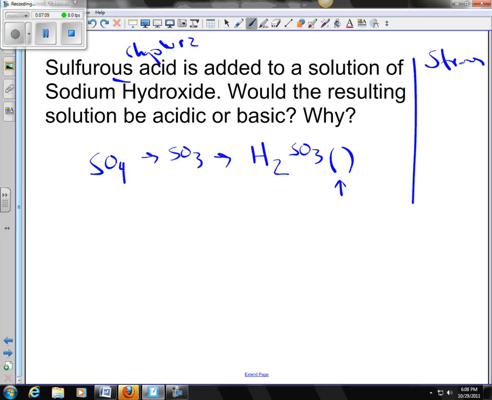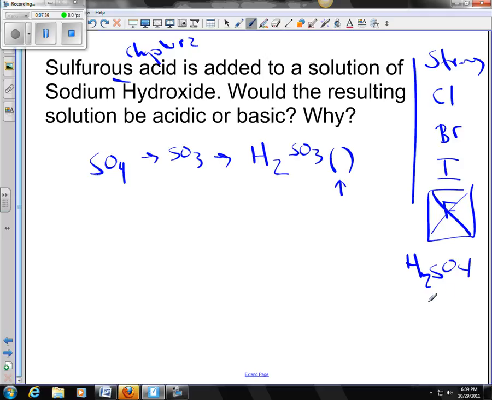Strong acids. Pretty much anything with Cl in it, and I'm just generalizing. Br and I, but not F. HF is a very weak acid. It's a very reactive acid, but it's not strong, meaning it doesn't electrolyze. So those three from family 7, and then H2SO4, which is sulfuric, or HNO3, which is nitric. So those are my only strong acids.